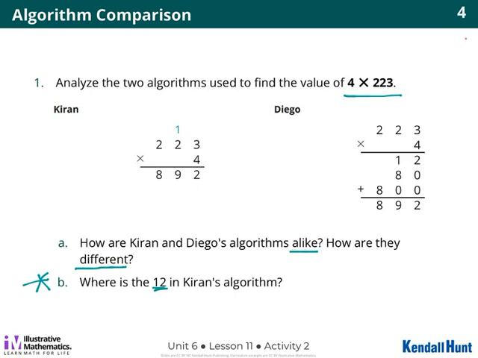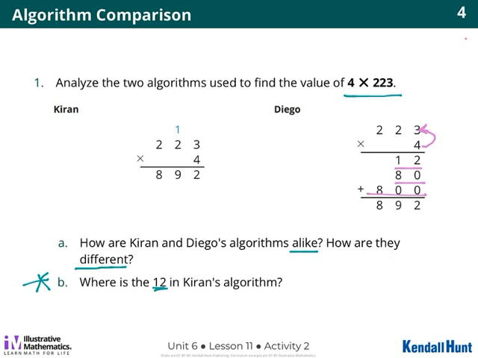Cade. They're alike because they both go digit by digit. They both go digit by digit. So that is a similarity in their methods. So Diego did do 4 times 3, but he stacked his products. Over here, Kieran did 4 times 3, but he didn't stack his products, did he? Braden. I said Kieran's is just the shorter version of Diego's. Now let's talk differences.